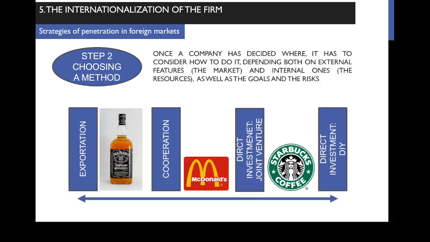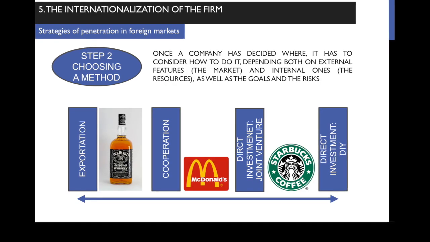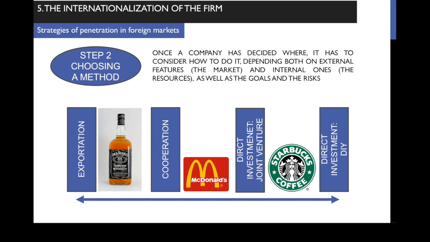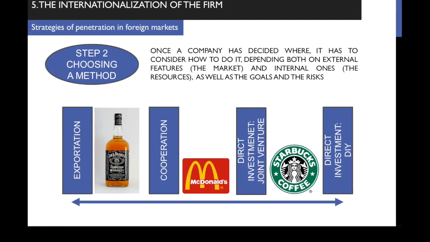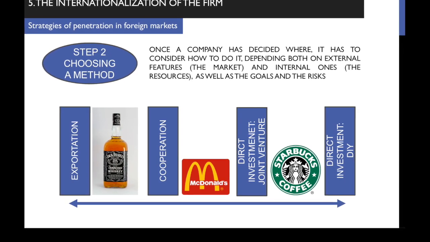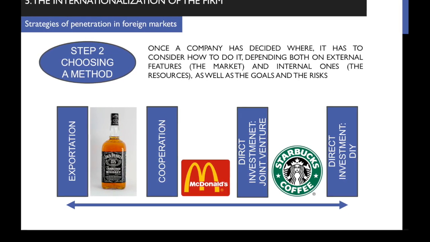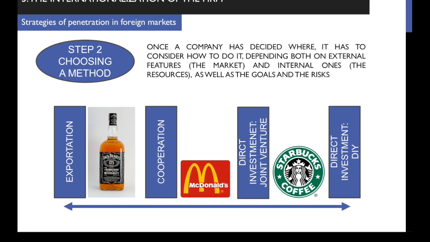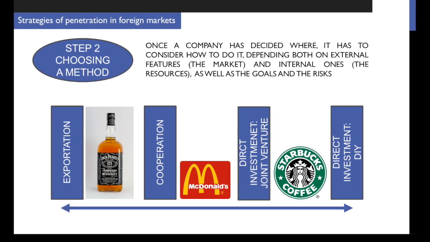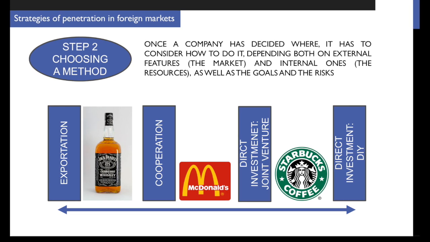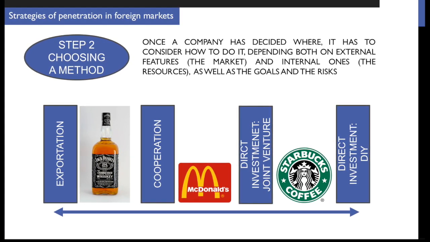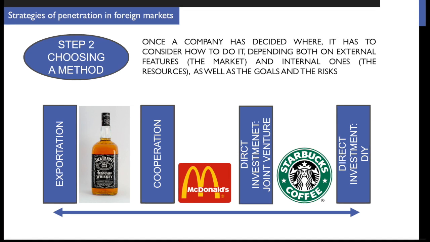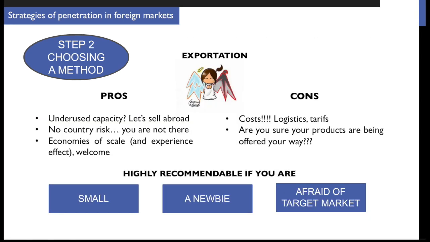So, considering all of this, we have four main entry modes we can consider, which are exportation, cooperation, direct investment through joint venture, so sharing the direct investment, and direct investment doing it yourself. I mean, individually, independently, not cooperating with any other firm. Okay, so well, let's move to the thing. So exportation, first of all, what's the meaning of exportation? Exportation means selling abroad.